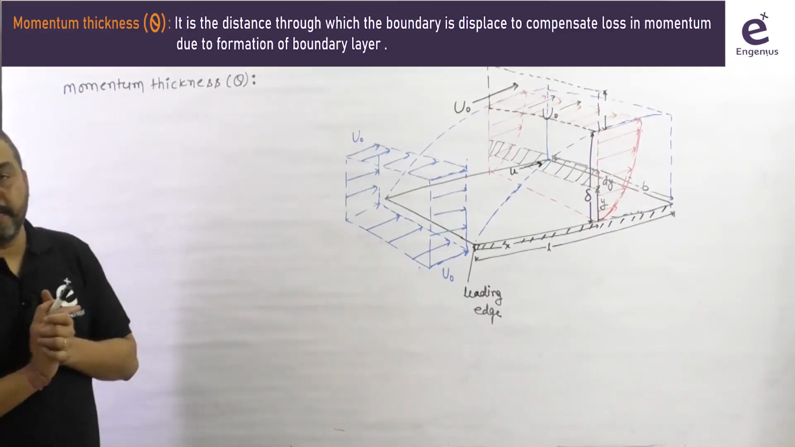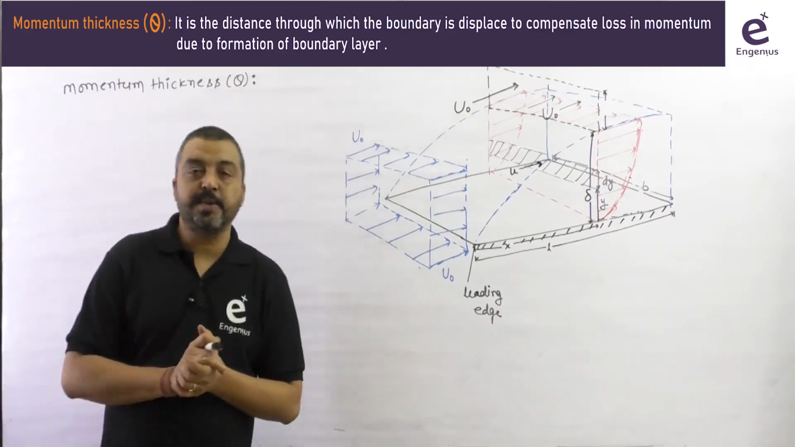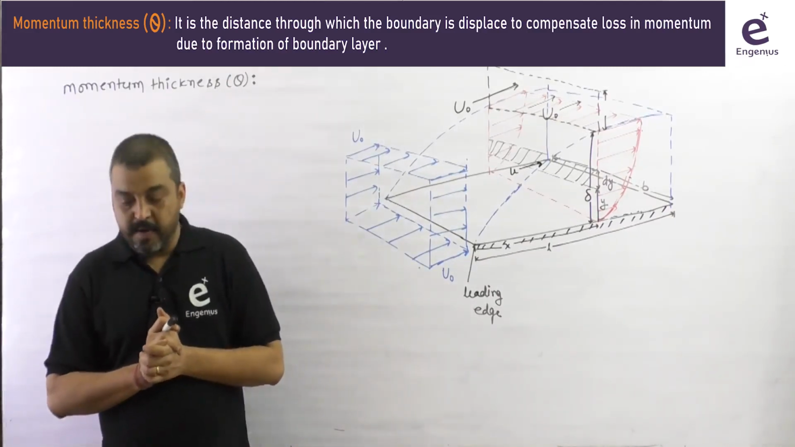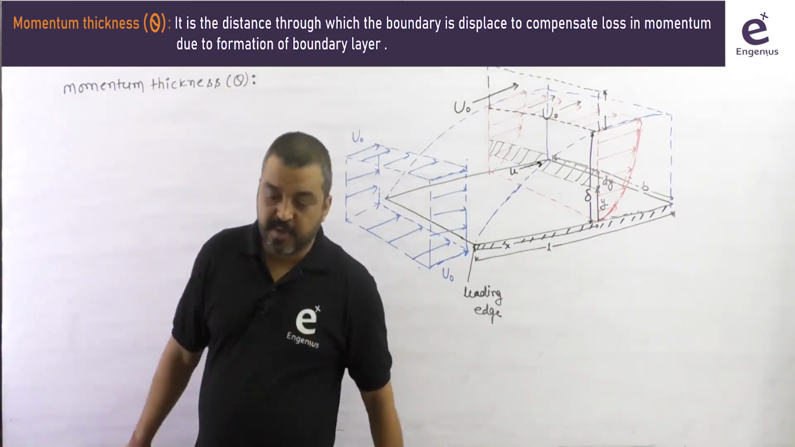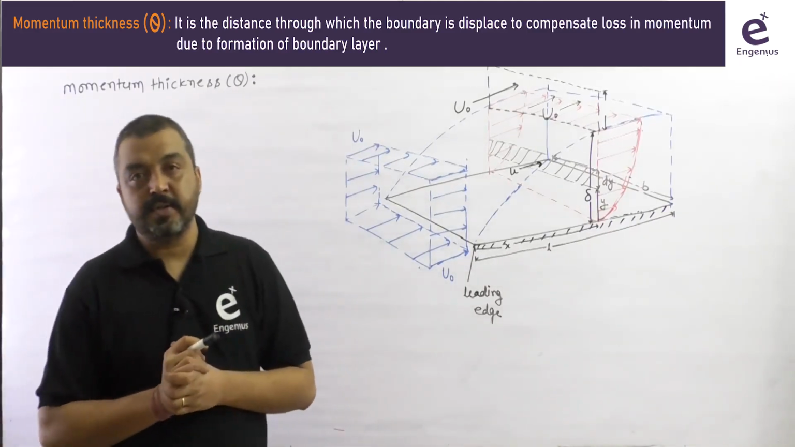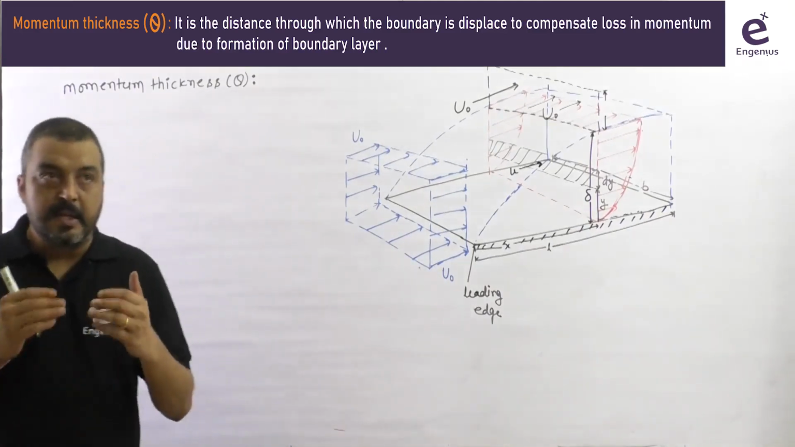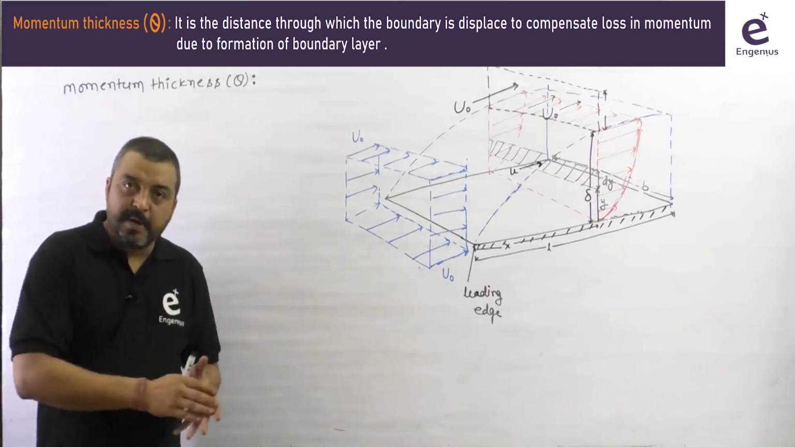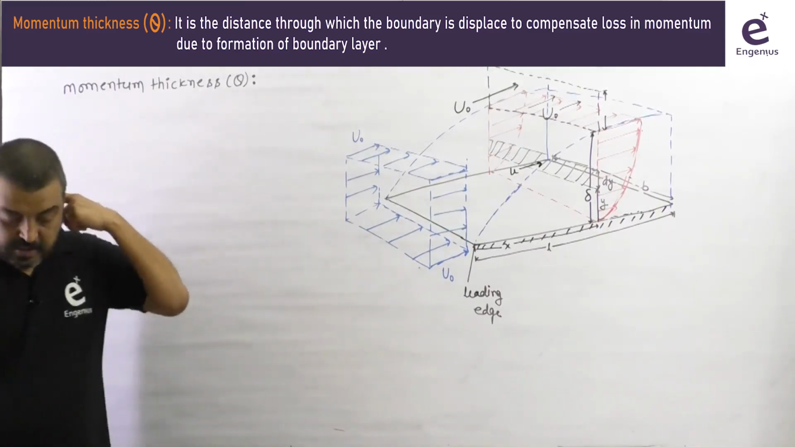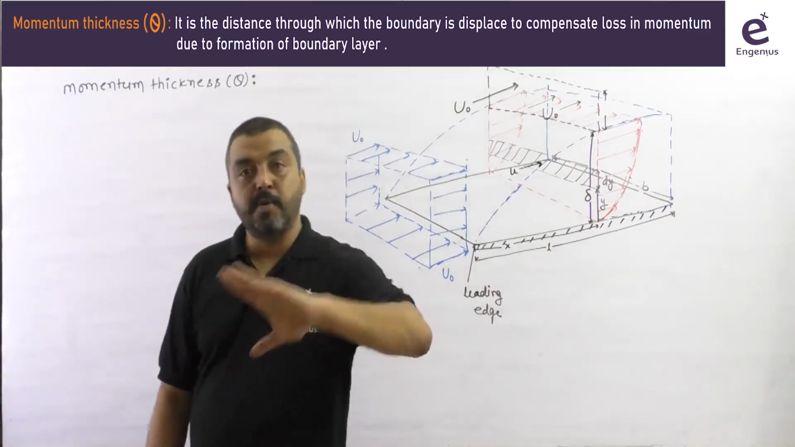In the case of displacement thickness, we defined how we can compensate our mass. But in the case of momentum, we will try to compensate the momentum. So the definition is that it is the distance through which the boundary is displaced to compensate the loss in momentum due to the boundary layer formation. In the last parameter, we tried to compensate the mass flow rate, and in this case we will try to compensate the momentum here.